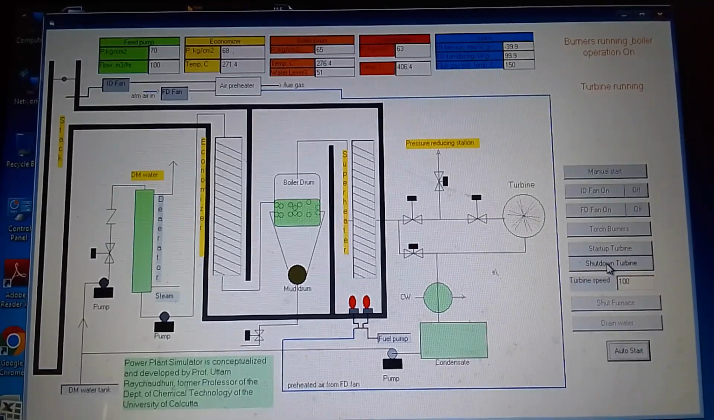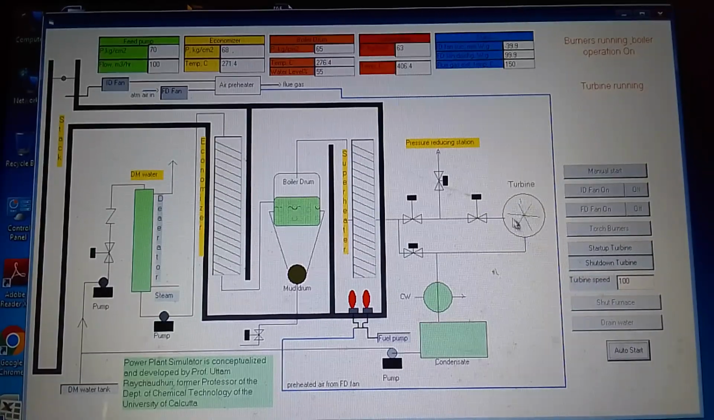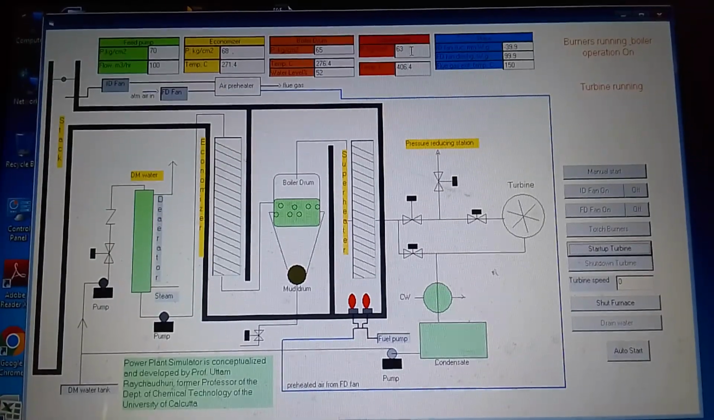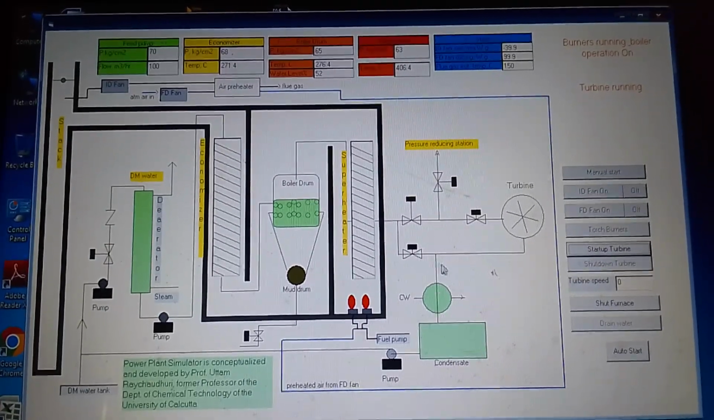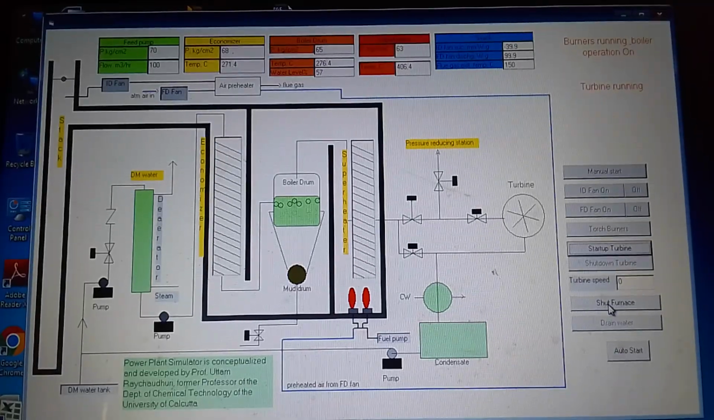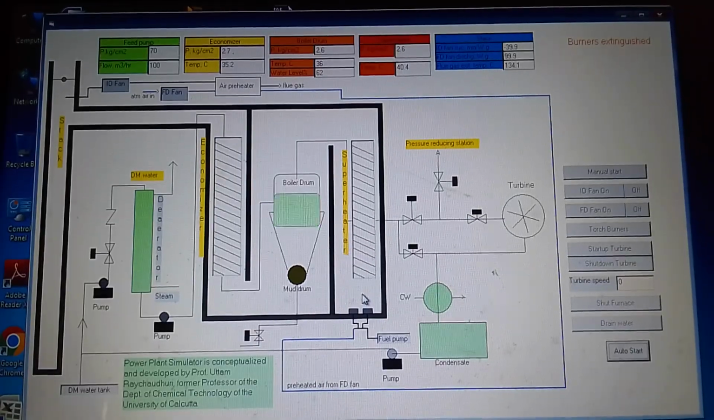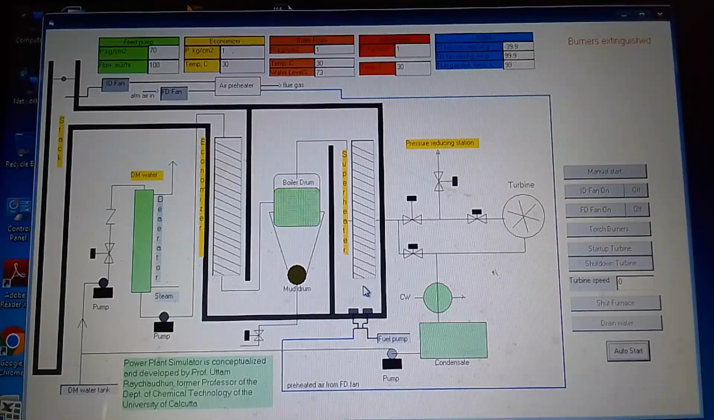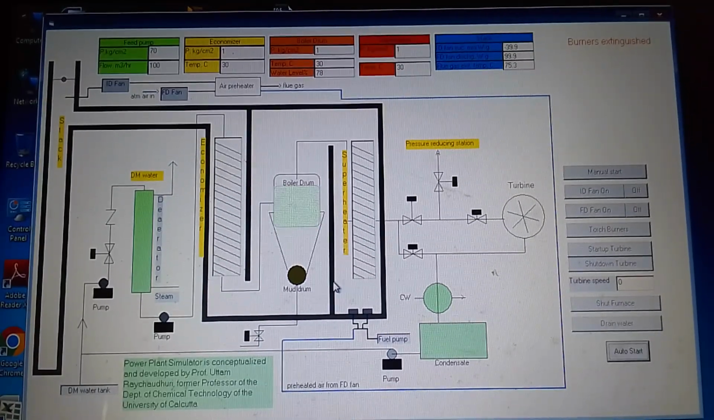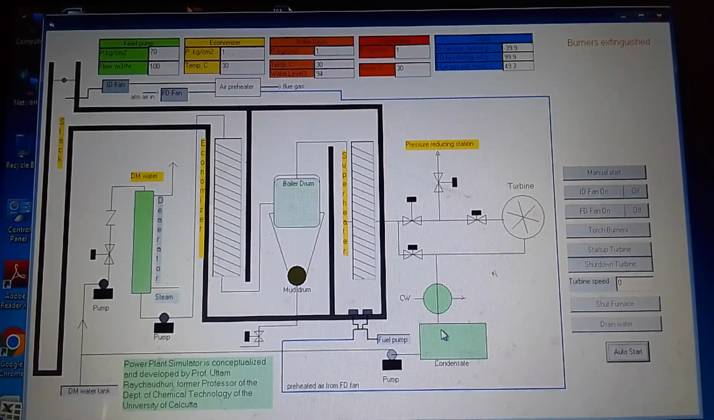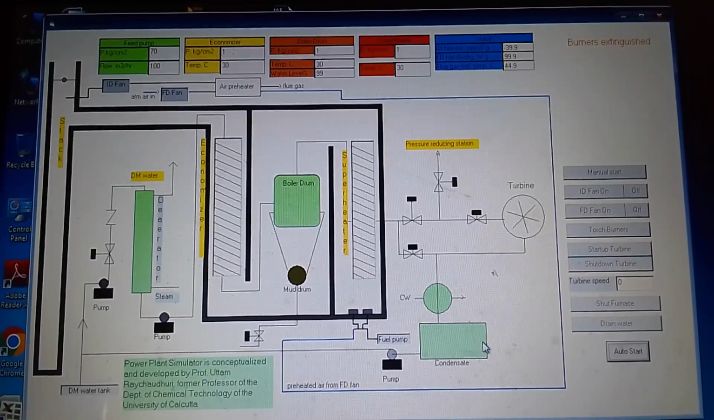Now in the shutdown procedure, you have to shut down the turbine first, and the turbine is stopped, and you can see the steam production is still on. Now you want to shut down the furnace. When you shut down the furnace, the fuel is stopped, so there's no burning, and the flame is absent. Now water is flowing inside this system and cooling the drum as well as the hot tube sections, and finally it is cooled down, and you have to wait till it is totally cooled.